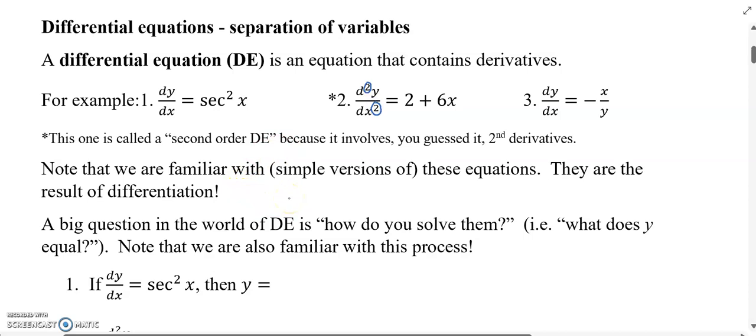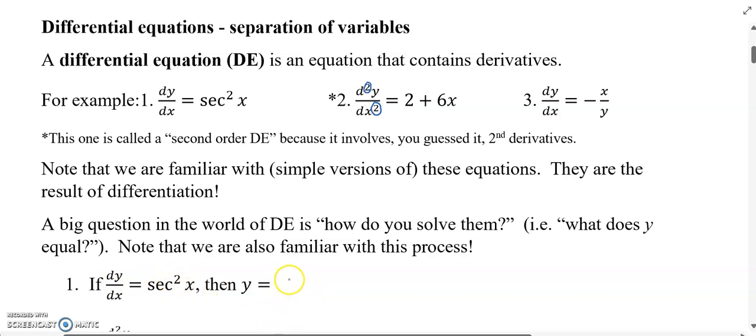We are very familiar with this because we have taken derivatives of many equations and the result is a differential equation. The big question of all differential equations is how do you solve them? In other words, where did we start to get to this differential equation? The process of solving a differential equation is anti-differentiation. You're going backwards, right? So if I'm going to try to solve the differential equation dy/dx equals secant squared of x, then we're saying, well, what does y equal such that its derivative equals secant squared of x?